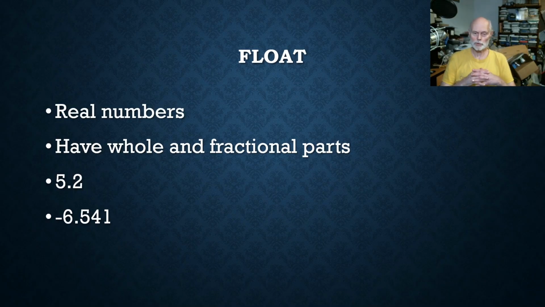There are floating point or float numbers, real numbers. They have both a whole and a fractional part, such as 5.2. They can be positive or negative. They can be expressed when we display them with a certain number of decimal places. We can display them in scientific notation if they're very, very large or small numbers.